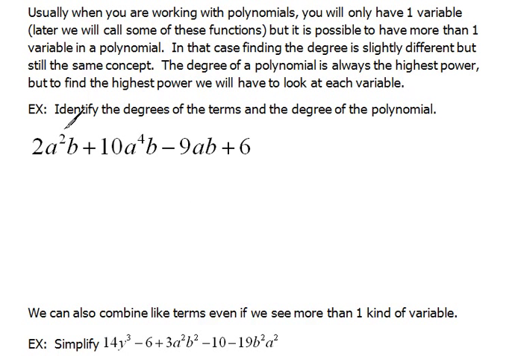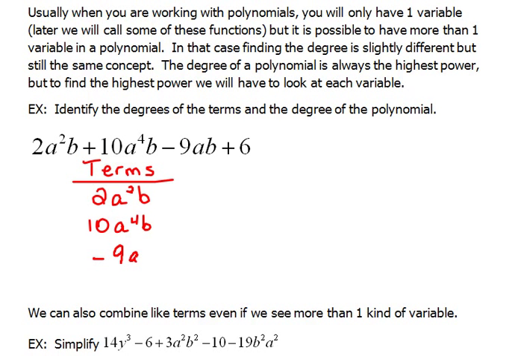So let's talk about this problem here. It says identify the degrees of the terms and then the degree of the polynomial. So let's look at this as terms first. Let's identify each one of our terms. First of all, we have 2a squared b. So I'm going to write that down, 2a squared b. Then I have another term of 10a to the fourth b. Then I have a third term here, negative 9ab. And then my last term here is a positive 6, so I just have to write 6.